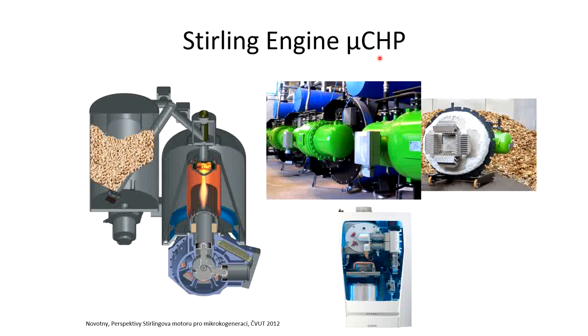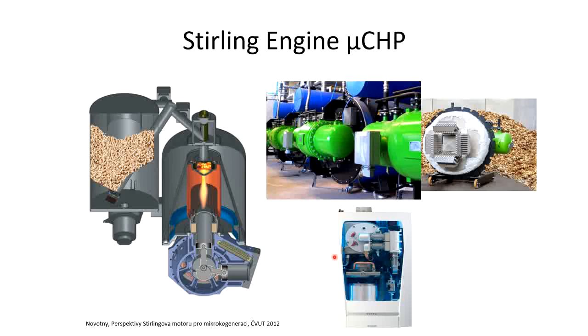How the whole system works can be illustrated on the few pictures we have here, where this is a biomass fired system with the pellets over here. Here is some pellet combustor which directly heats up the hot cylinder of the Stirling engine. Then the cold cylinder of the Stirling engine takes care of the heat rejection into the heating water. A system like this can be of power output, let's say, in the order of single or a few kilowatts.